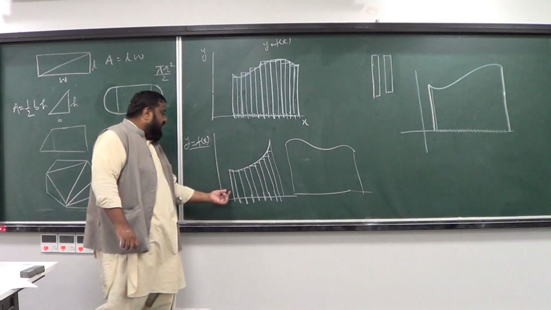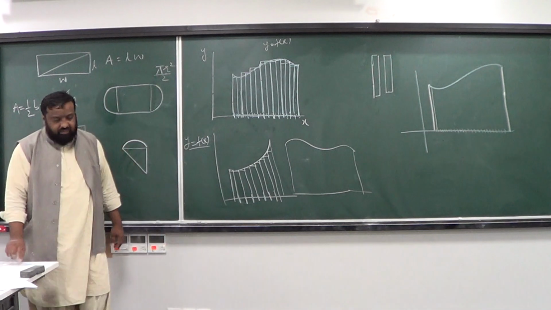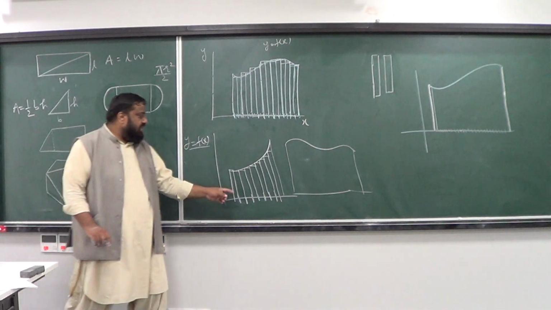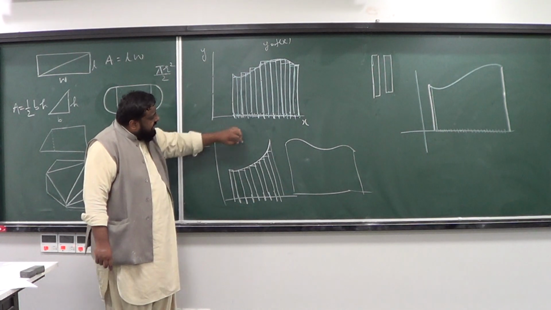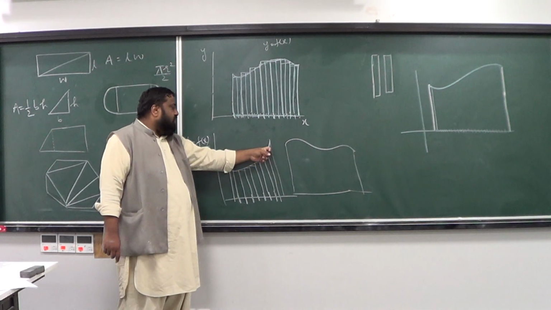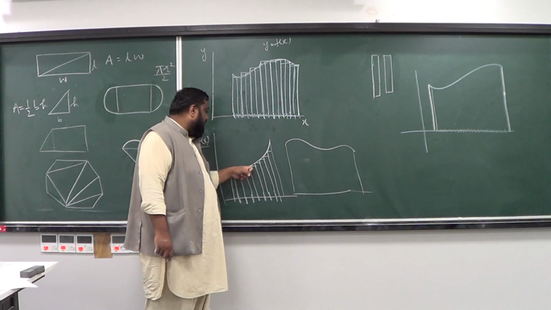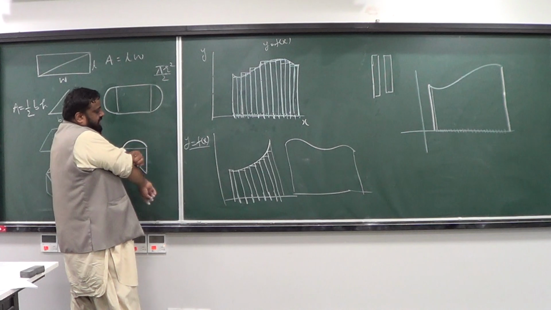So now we have these rectangles, but there is still a trouble in the rectangles made from the left end point. You have these areas which are not covered by the rectangles. So what can be done?